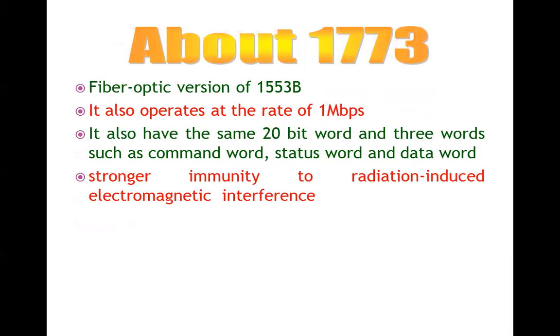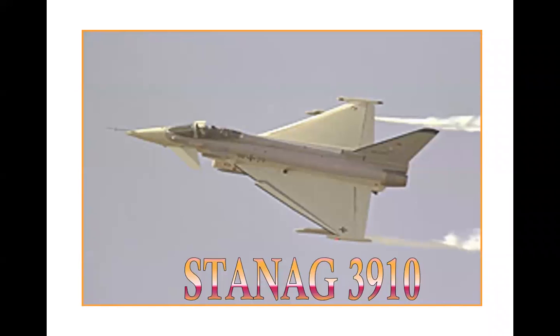So in 1773, the fiber optic version of 1553B, it also operates at the rate of 1 megabit per second. It also has the same 20-bit word and 3 words such as command word, status word and data word. Stronger immunity to radiation induced electromagnetic interference.